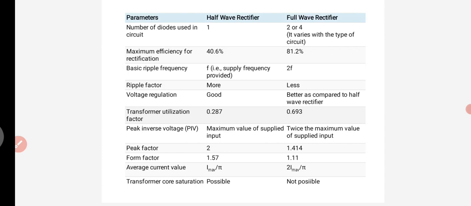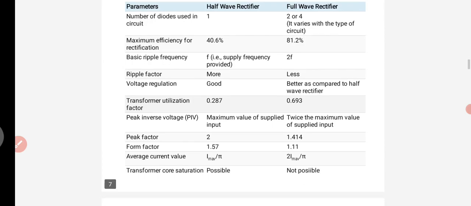Next, some of the factors will be calculated. That means some of the parameters will be calculated related to the rectifier. Based on these comparisons of these parameters, the full wave rectifier is better than the half wave rectifier.